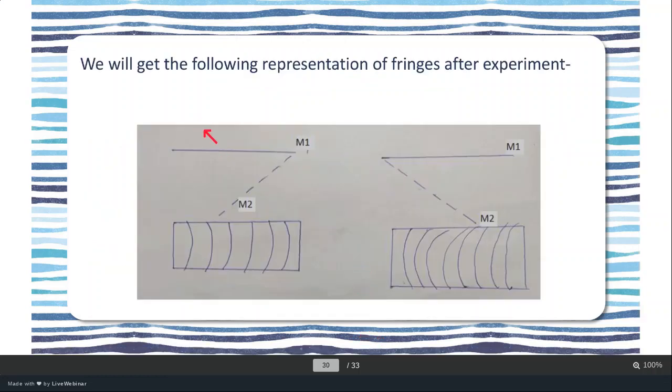We will get the following representation of fringes after the experiment. Here we have both the mirrors, mirror M1 and mirror M2, and after the experiment, we will see these types of fringes. As you can see, they are not circular fringes anymore. Circular fringes were like pure circles, but these are hyperbolic in shape. They are inclined, a bit curvy at the edges. You can see here also that they are a bit curvy. Because of this, we say these are hyperbolic fringes. That's where it gets the name; the shape of the fringes determines the name. Let's go for the next one.